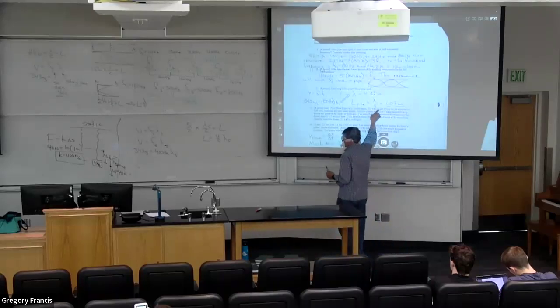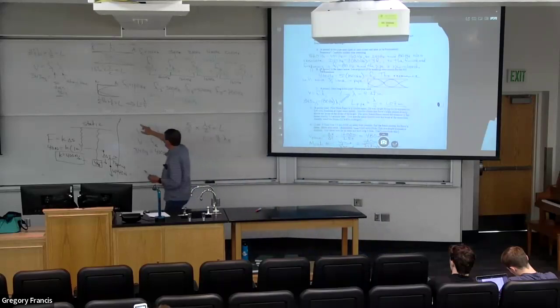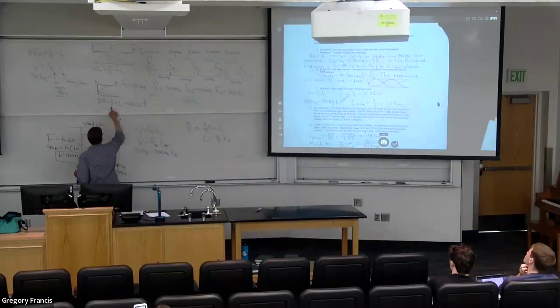Now, you saw how I got the fourth there is because I had a half football times lambda over 2. And that plus that gives me the fourth.